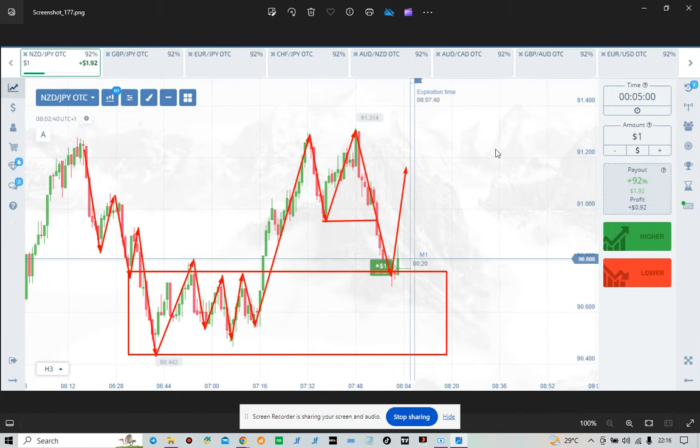Okay, actually I didn't change the amount to 1.92. I still continue with $1, but I really made it to $700. So this is the same chart pattern.